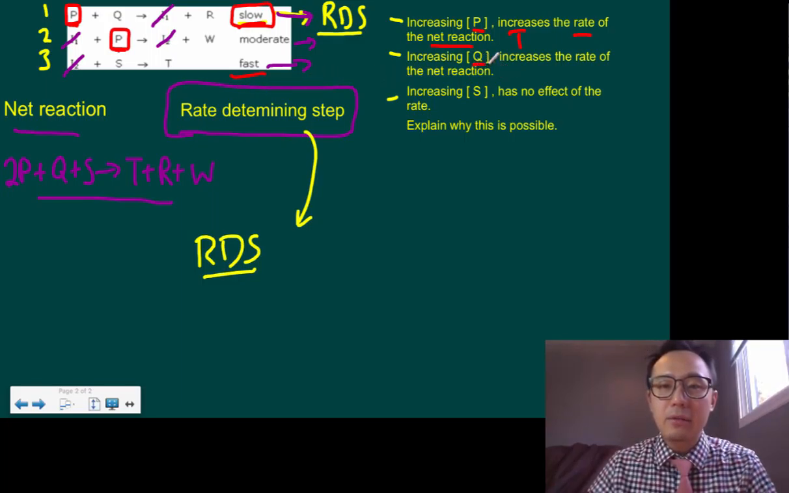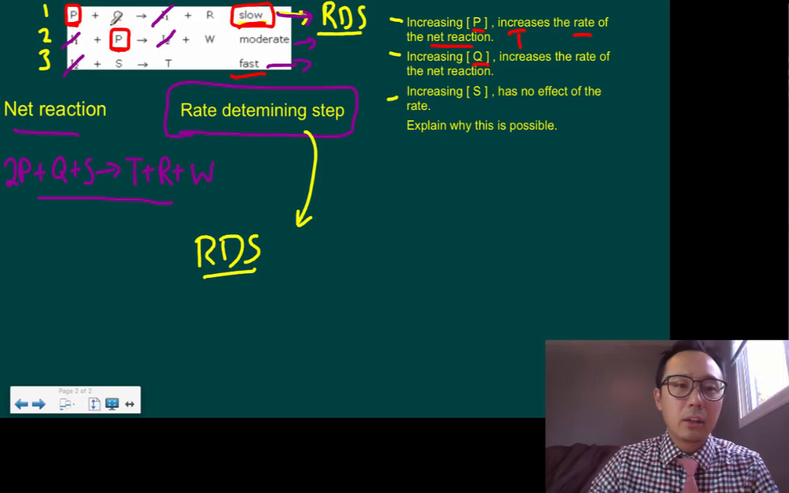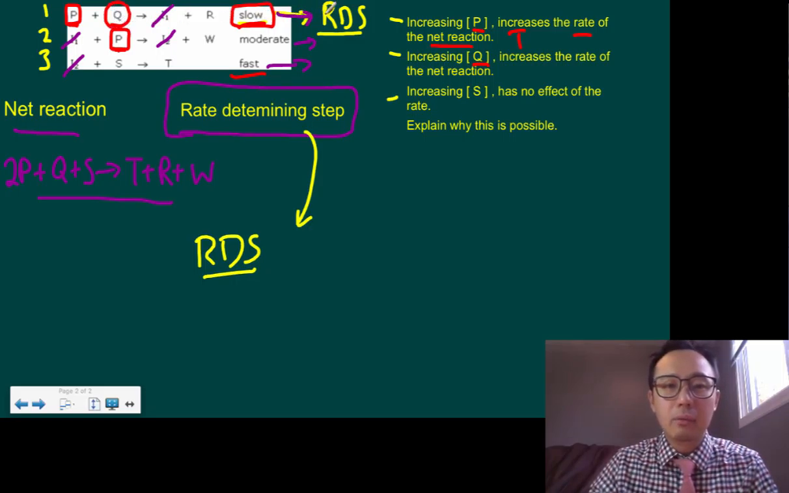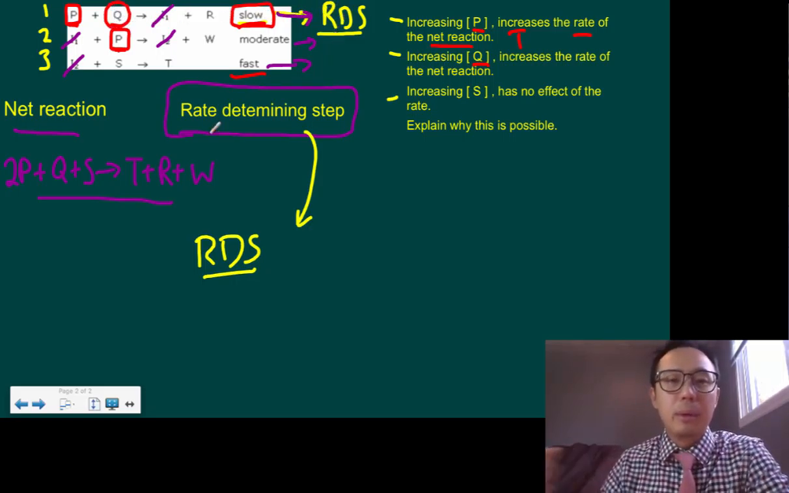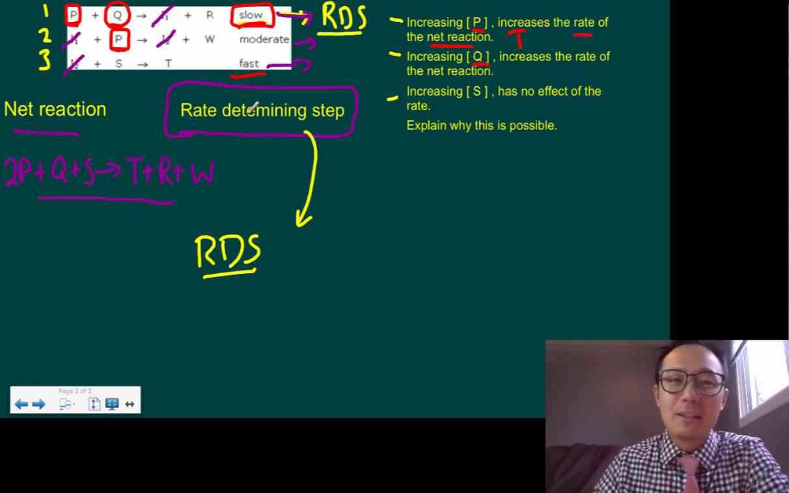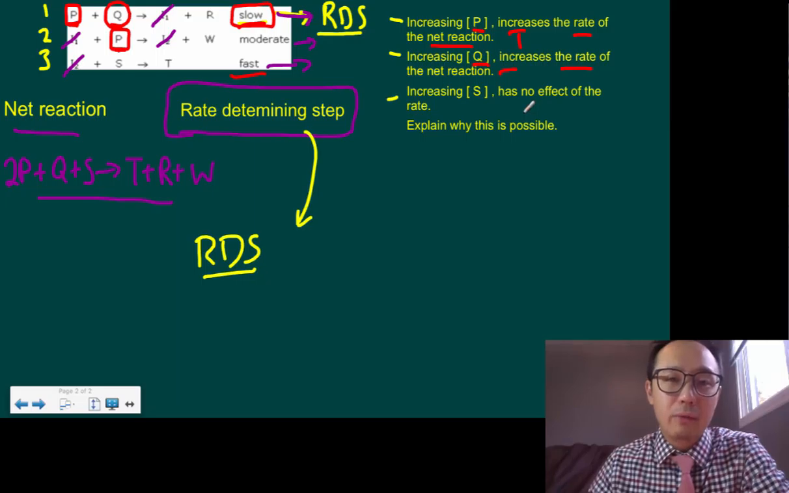The next one is increasing the concentration of Q. Again, Q here is in the rate determining step. Same thing, so you're basically increasing the Zamboni guy's driving speed. So this will also increase the overall rate of reaction.